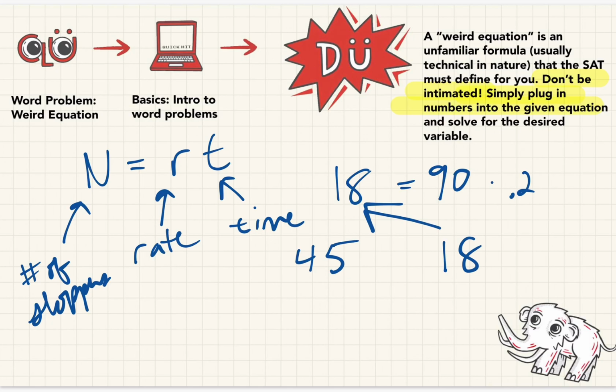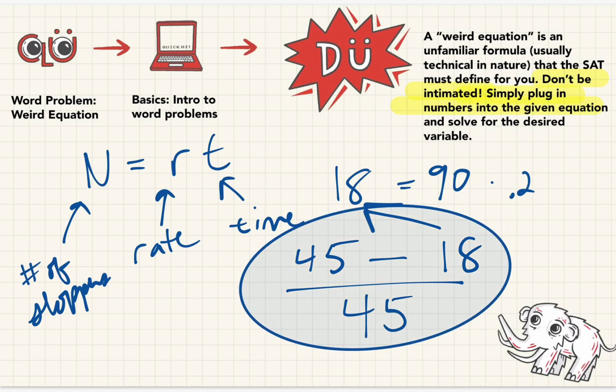Now they ask for the percent change. We take difference over original amount. This is literally what we're going to plug in. I'm going to do that on my calculator right now. 45 minus 18 is 27. 27 divided by the original amount, 45, is 0.6, which as we know is 60%. They say discard the percent sign, and voila, there is our answer.